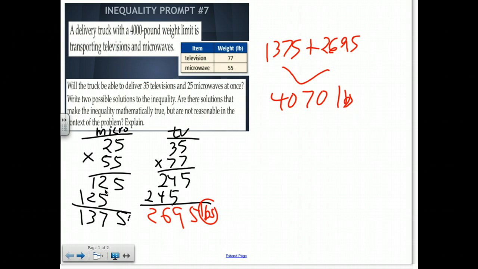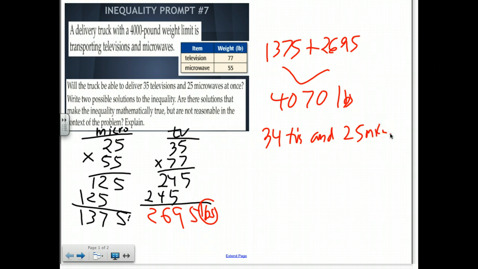So if I get rid of one TV, what's my weight now? 3,900. And 93. Okay, good. So that means this truck can carry how many TVs? 34 TVs and 25 microwaves. Okay.